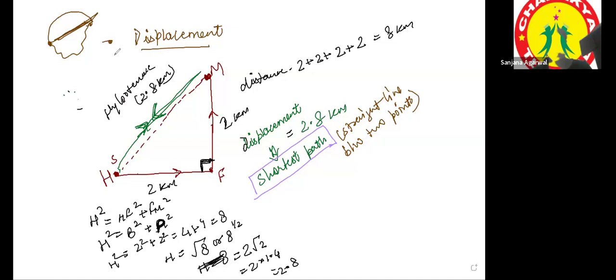Next, we have to do the slope of graph. Please be quick. We can cover the slope today only. See, I'm clearing this.